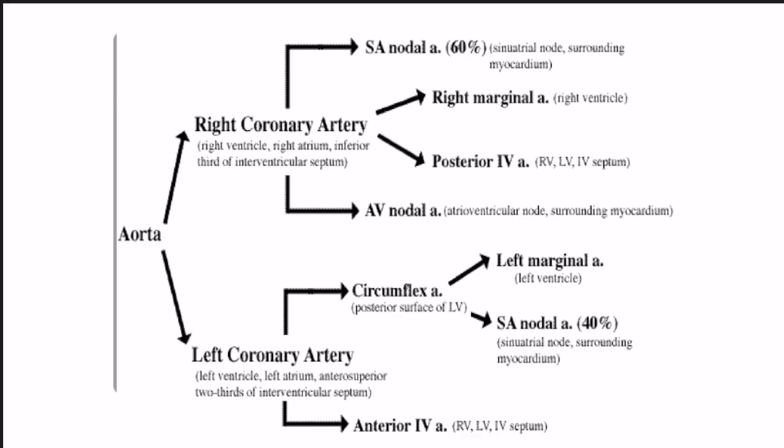Occlusion of a coronary artery may be from a blood clot, and this condition is called coronary thrombosis. This coronary thrombosis can follow the rupture of an atherosclerotic plaque on the vascular endothelium.